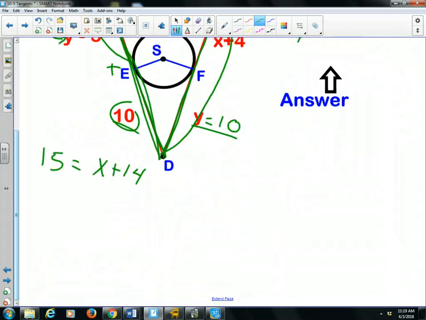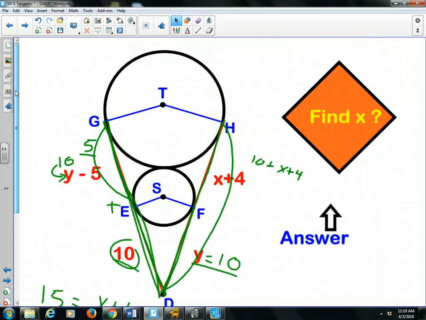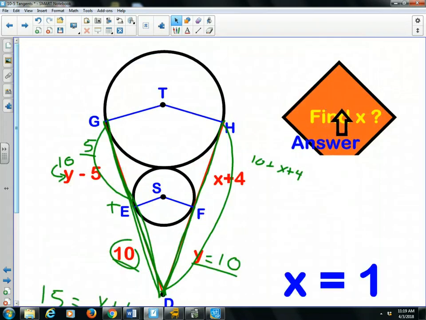So now we're going to solve for x. Subtract 14 from both sides, and clearly x equals 1. So my solution for this one, find the value of x: the value of x equals 1.